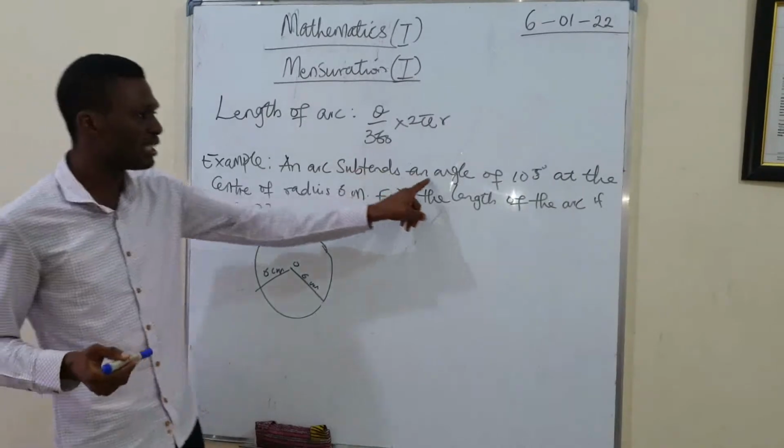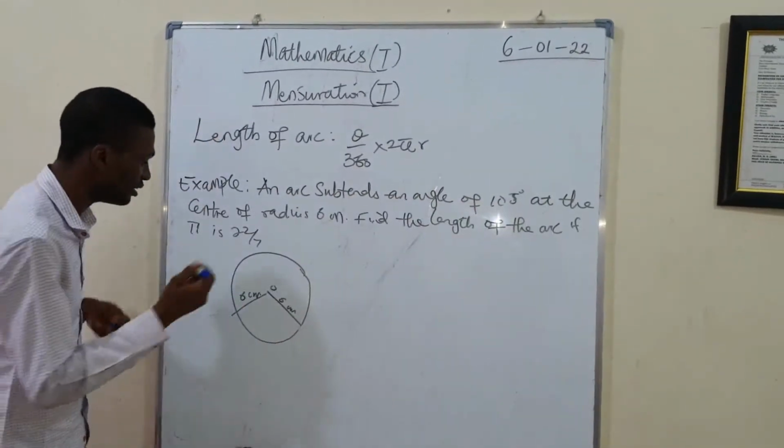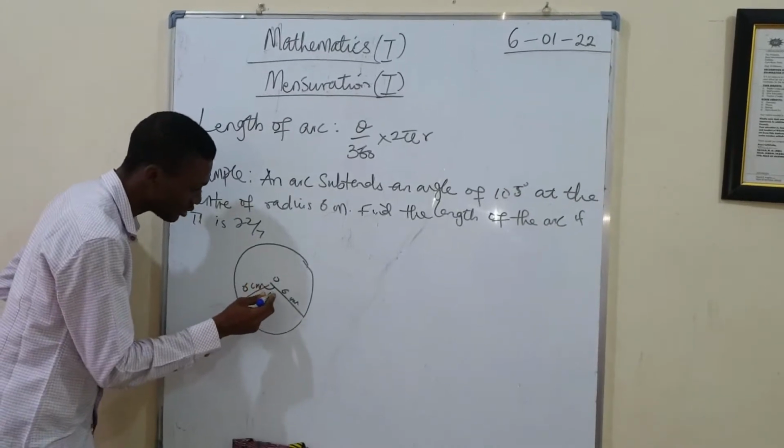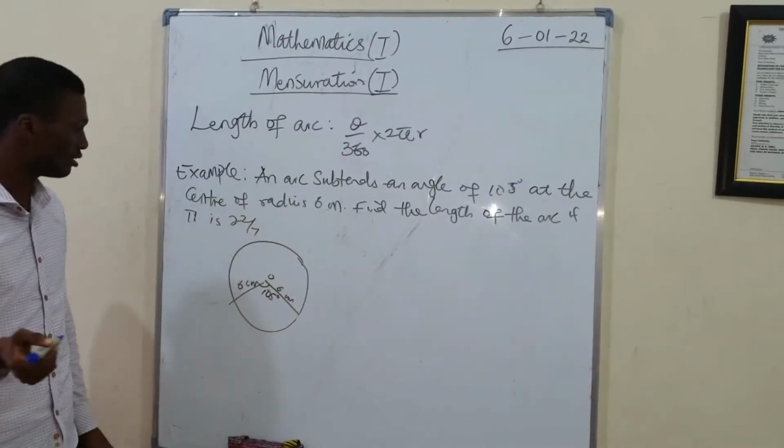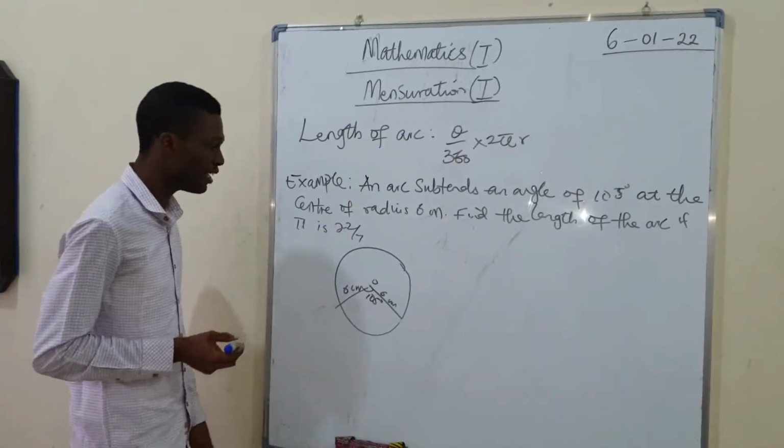The angle subtended at the center is 105 degrees. So the angle we have here is 105 degrees. Now our pi is 22/7. Having made this sketch, how do we find our length of arc?